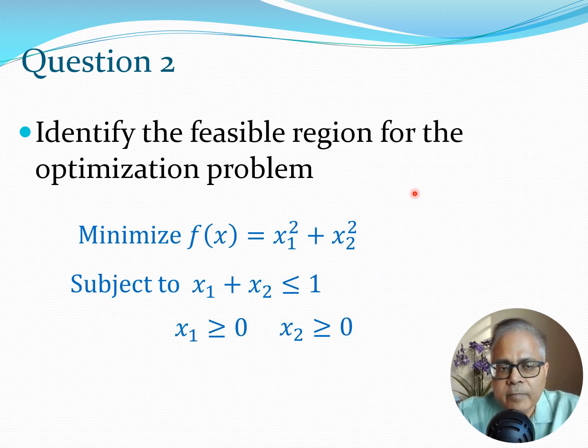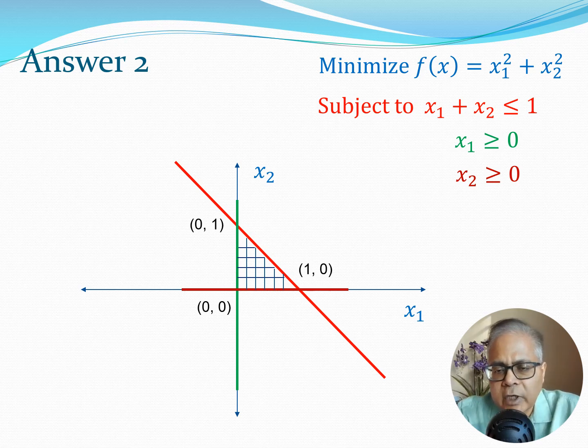Now let's look at question 2, which tells us that we have to find the feasible region for this optimization problem: minimize f of x equals x1 square plus x2 square subject to the constraint x1 plus x2 less than or equal to 1, and two more constraints, which are sometimes known as move limits, x1 greater than or equal to 0 and x2 greater than or equal to 0. Whenever we are dealing with the feasible region, we only need to look at the constraints here.